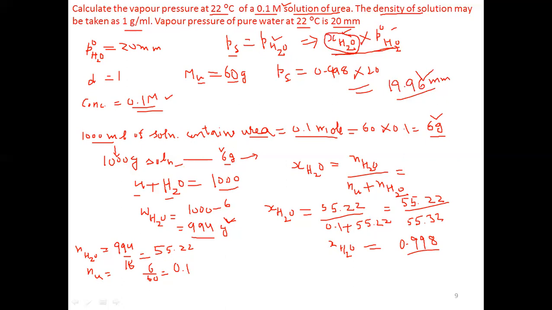So what will be the weight of water? 1000 minus 6, 994 gram. From the weight of urea and weight of water in the solution, we can calculate their number of moles, and from the number of moles we can calculate the mole fraction of water. If we know the mole fraction of water, we can easily calculate the vapor pressure of solution, which is equal to the vapor pressure of water in solution. As urea is non-volatile, its contribution is 0. So it comes out to be 19.96. It was quite an easy numerical.